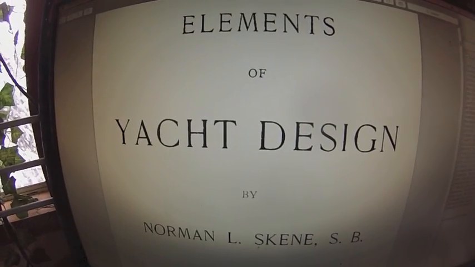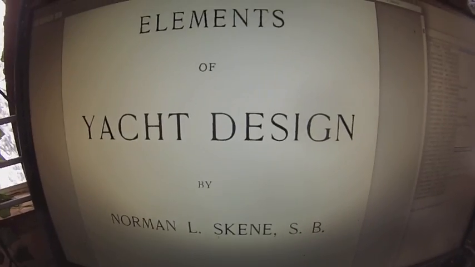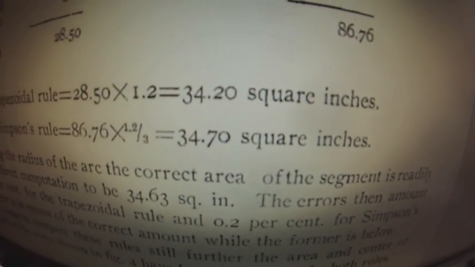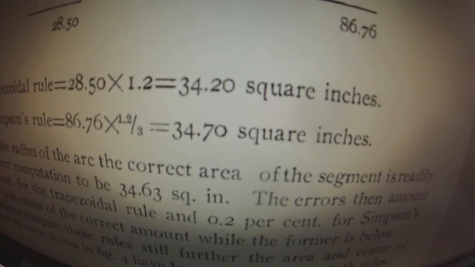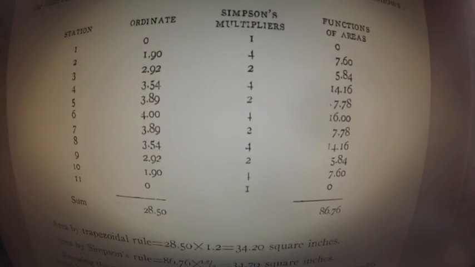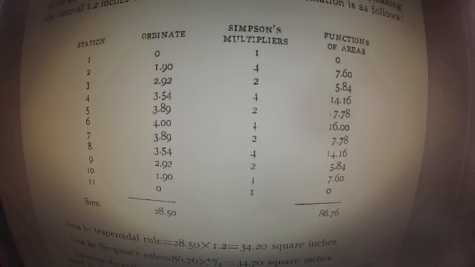Here is a calculation in a book by Norman Skeen. I hope I pronounced that correctly. So his calculations are 4 inches tall and 12 inches wide, which is why I did the example that I did here. The results that he came up with were 34.2 square inches and 34.7 square inches, depending on whether he used the trapezoid rule or the Simpson's rule. And he'll explain that in that book if you want to download it. I think it's for free on the internet. I got it for free.